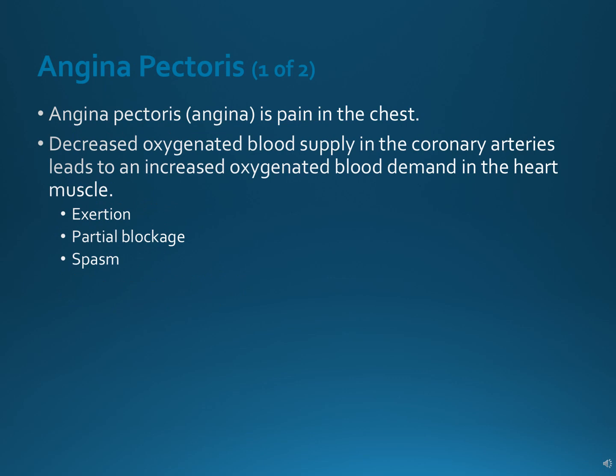Next, we're going to talk about angina pectoris. Angina is pain in the chest. It is a decreased oxygenated blood supply in the coronary arteries, which leads to an increased oxygenated blood demand in the heart muscle with exertion, partial blockage, spasms, and so forth.